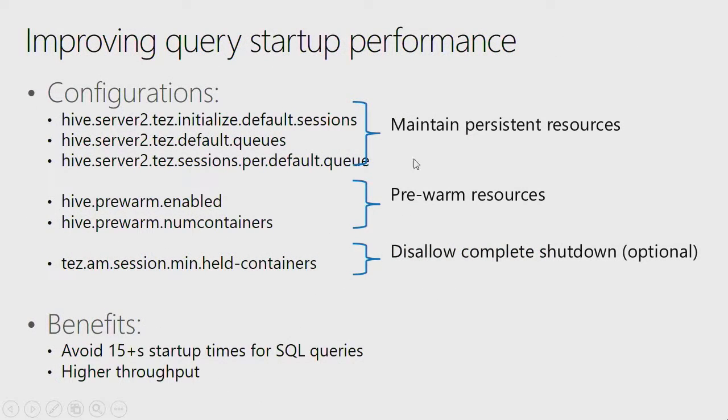So how do you tune these settings? Again, there are three different things you can do. Maintain persistent resources so that the session start is faster. The second one is pre-warm your containers, and the third one is disallow complete shutdown. These are the three things you can do to run your first query faster. Now, you might say, why don't I set my session min held containers to 1,000? Basically, this means always keep 1,000 containers around.